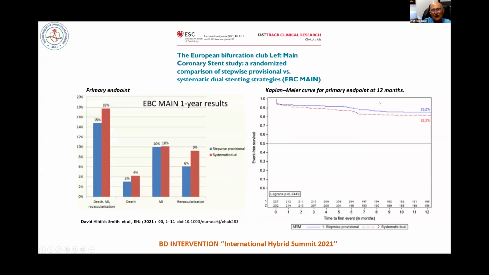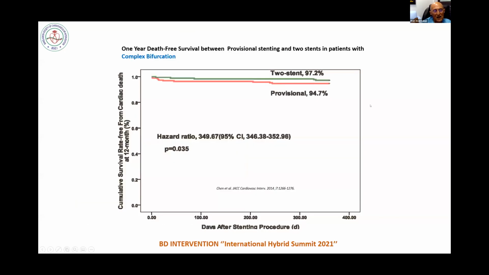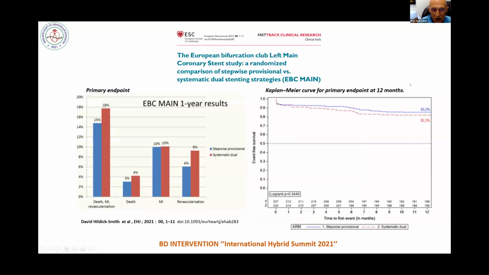So what is necessary, what is essential, is to define what is simple and what is complex. Then when a simple bifurcation is present, simple stenting will be the default option. If we look now at some recent studies, like this EBC MAIN one-year result, you can see that the results are quite similar. That means no advantage of a single stent over two stents.